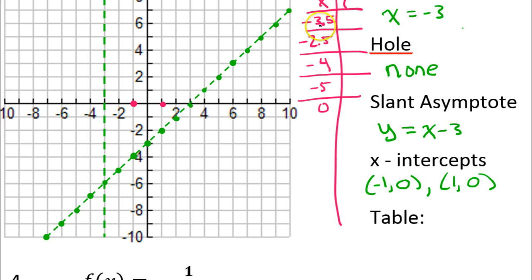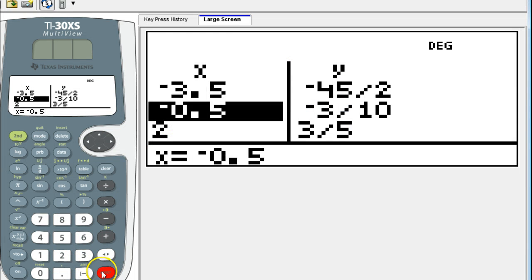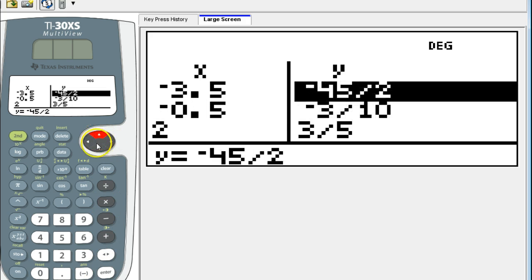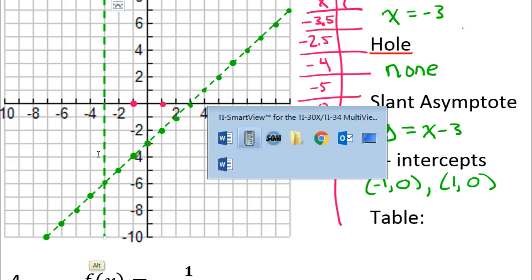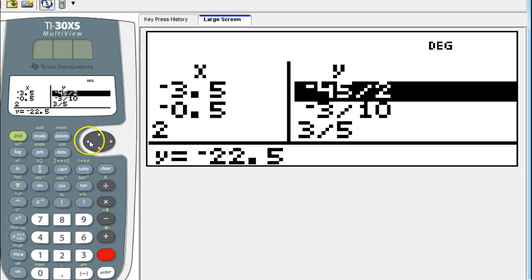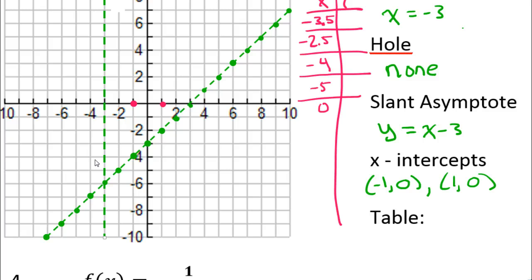So I'll do negative 3.5 and negative 2.5. So negative 3.5, that's negative 22.5. That's way, way off the graph, so not much I can do with that. I'll still record it though on my little chart. Negative 22.5.